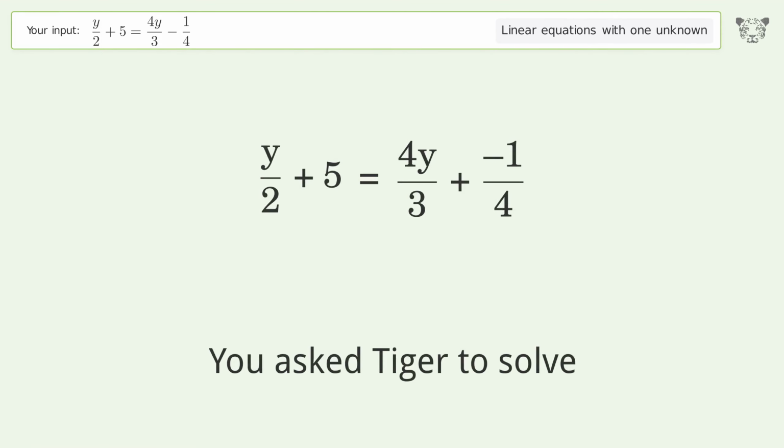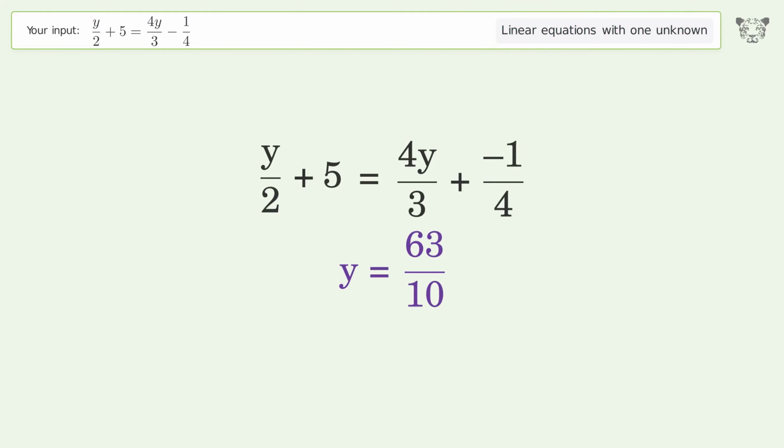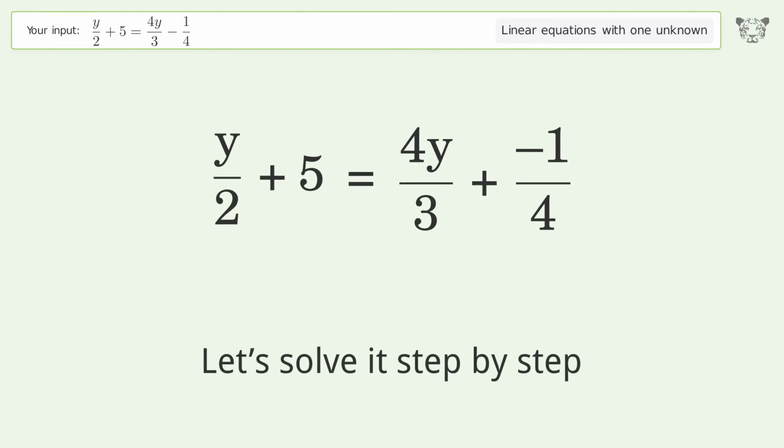You ask Tiger to solve. This deals with linear equations with one unknown. The final result is y equals 63/10. Let's solve it step by step.